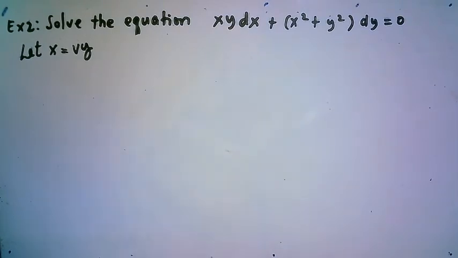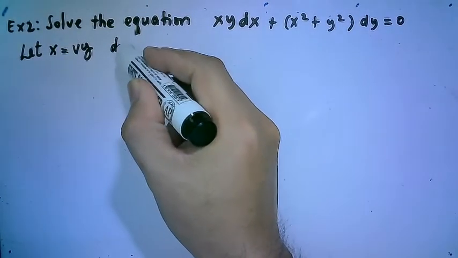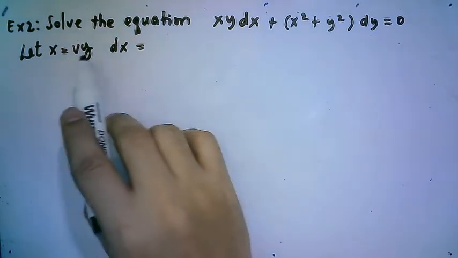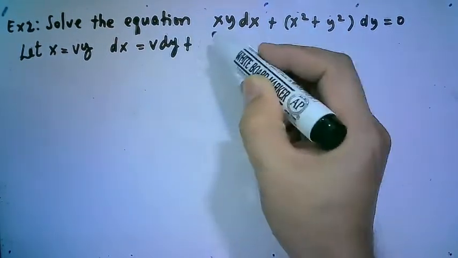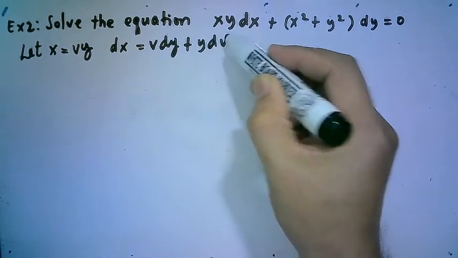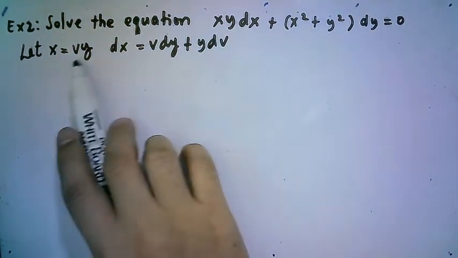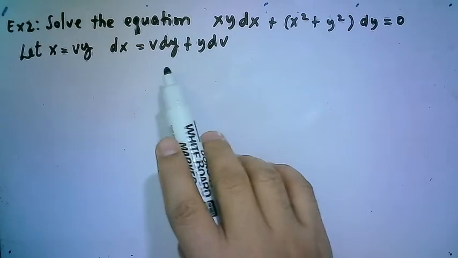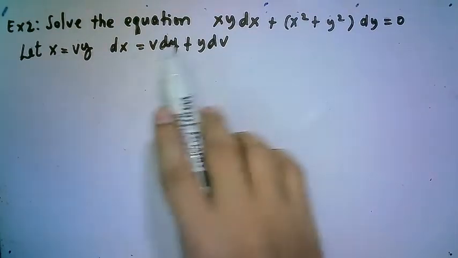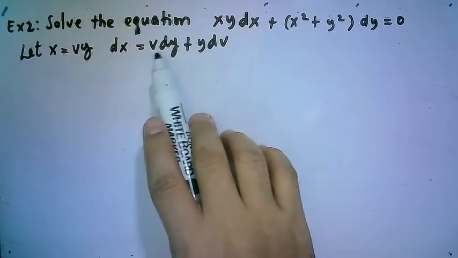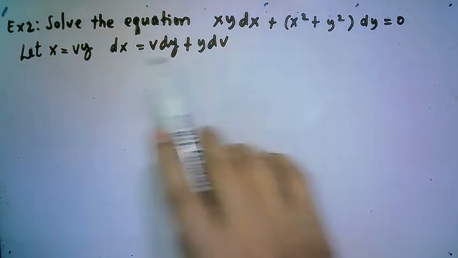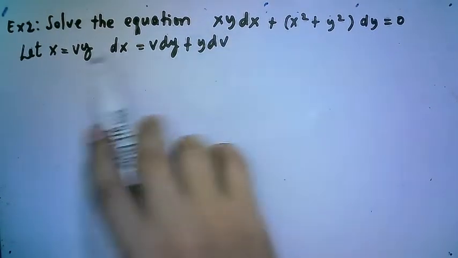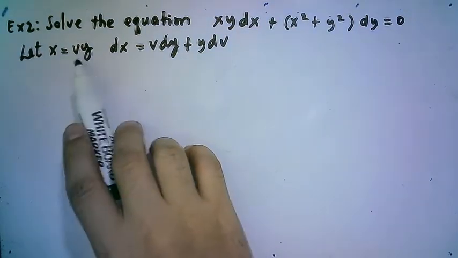And then dx, the derivative of x, equals the derivative of vy. So you have here v dy plus y dv. Again, this is the derivative of uv. This time, we will substitute all values of x as vy and dx as v dy plus y dv. So we will now start substituting the value of x here. Instead of writing x, we will have vy.